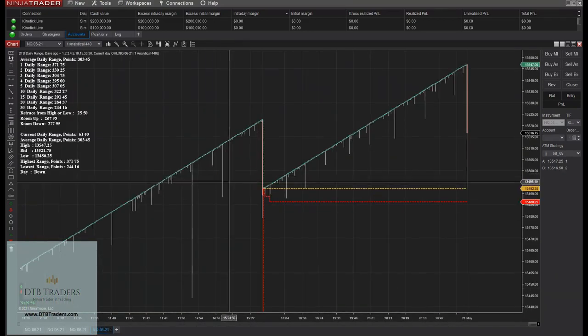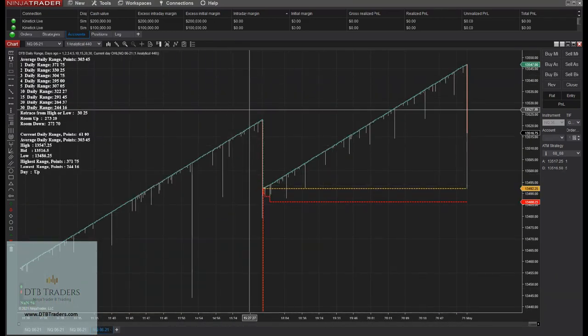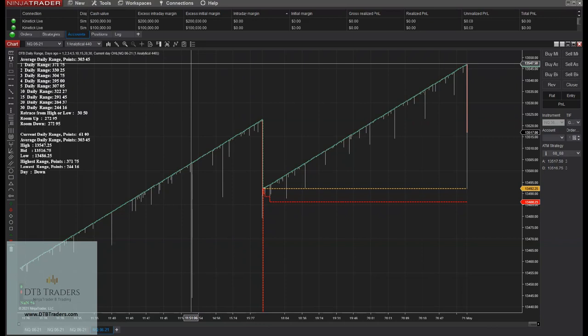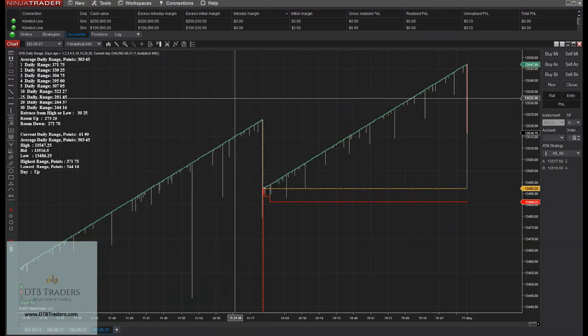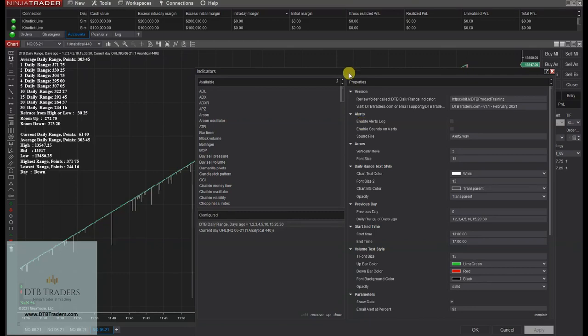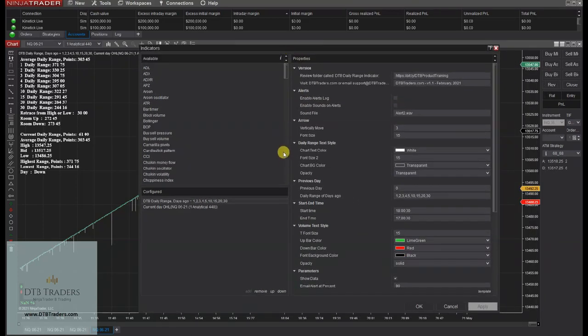All right, the next indicator we're going to look at is the daily range indicator. Now this is a very, very special indicator. You can select how many days you would like to see for the daily range. Now the daily range is basically how far the price will travel in a trading day. So from its high to its low, that is the range of price movement in a specific day.